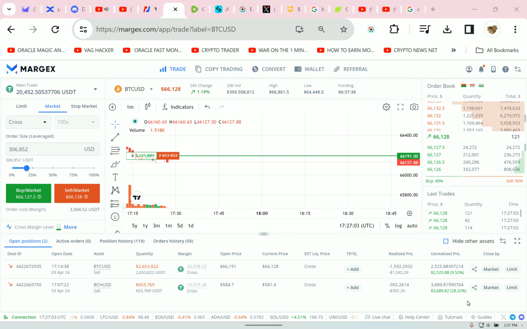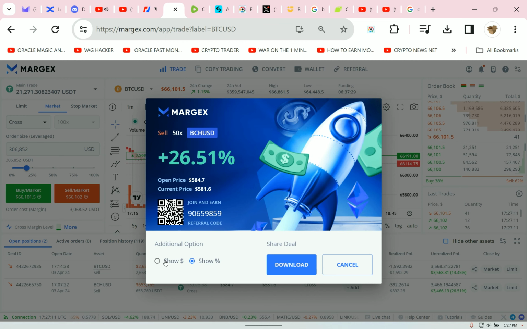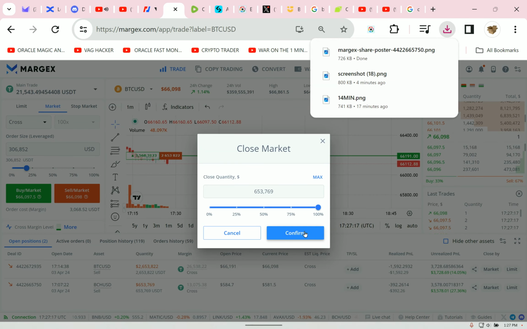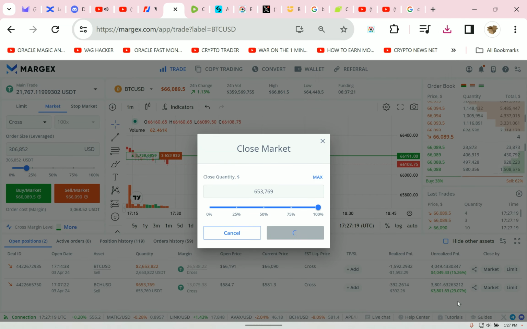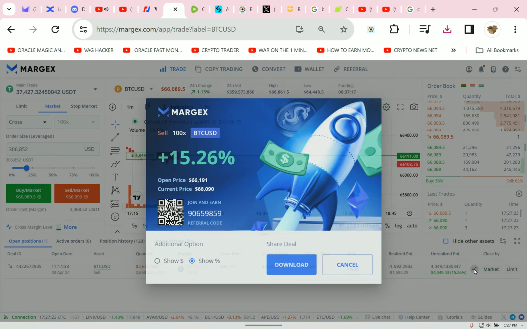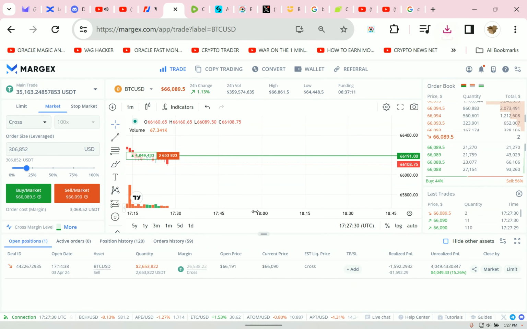Boom, here we go. Here we go. 22% right there. We are going to go ahead. 26%. Let's close that at market. 29% max. Close. 29%. We got 15% here. Let's grab one of those. We want more than 15%.